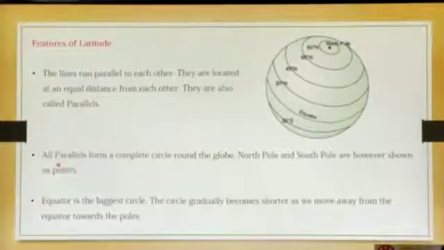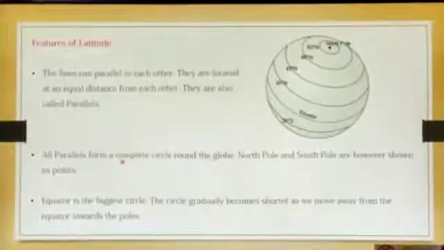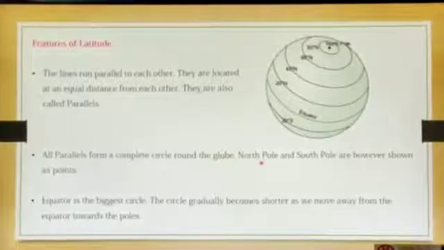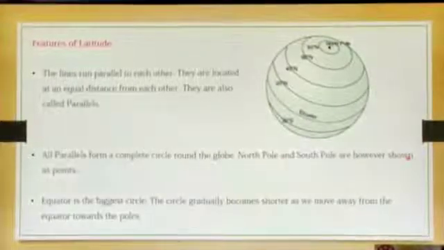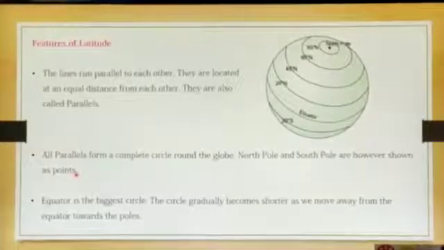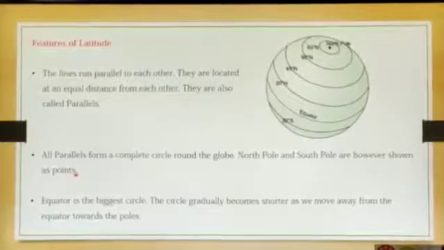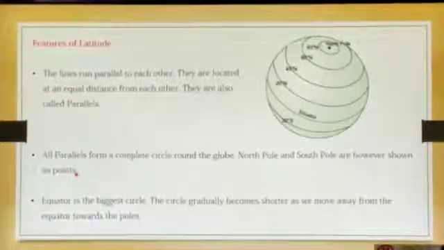Another important thing, the parallels form a complete circle round the globe, as I told you just now. North Pole and South Pole are however shown as points. Though North Pole is 90 degrees and South Pole is also 90 degrees, because it reaches up to such a point, it looks like a point. But that also is one very important latitude, children. We have to remember this.